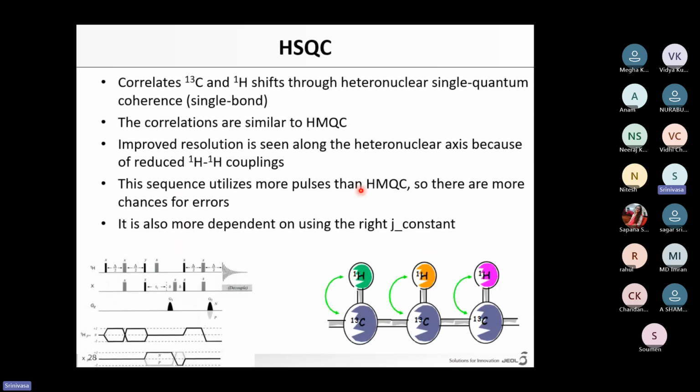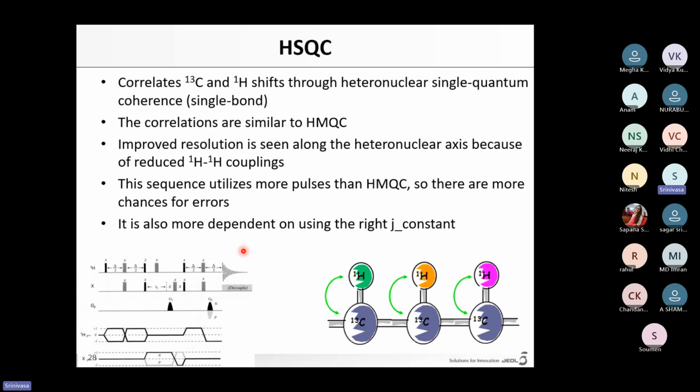HSQC also works in the same manner. The working principle is different, but the ultimate result will be the same. It's also a correlation between the carbon and the protons, or you can say the X and the proton correlations, similar to HMQC. The pulse program is entirely different. Comparing HMQC and HSQC, HSQC is a little better than HMQC.